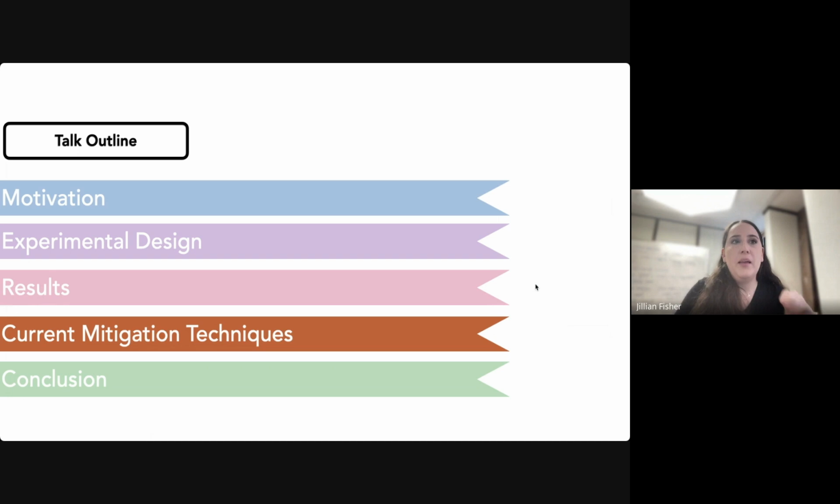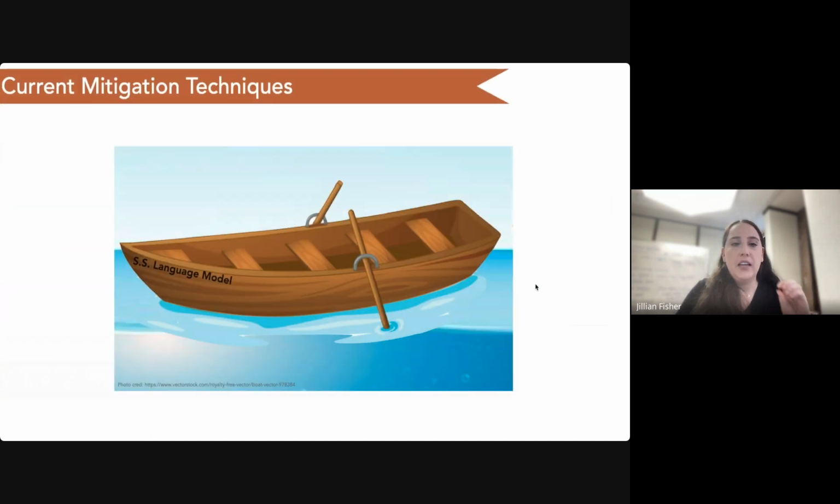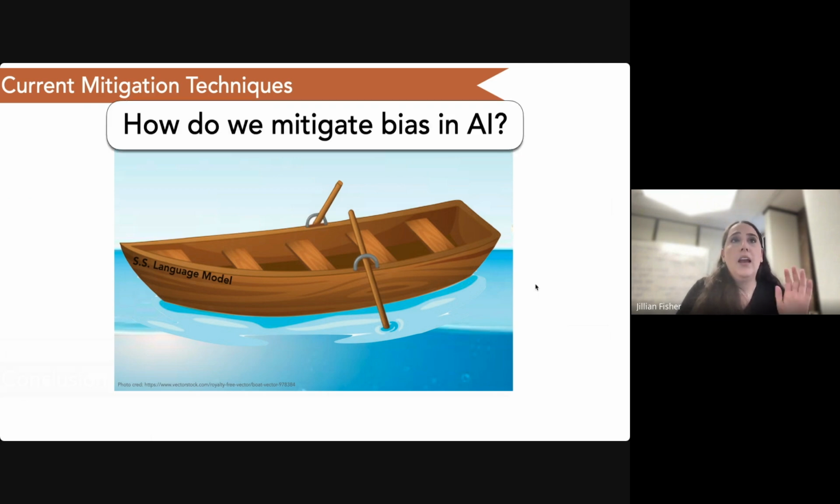So very quickly, I'm going to end on current mitigation techniques and my idea of AI right now. I'm going to use the analogy of a boat. Right now, we're looking at how we mitigate this bias in AI. So we have a lot of holes in our boat right now, and these are all the biases and concerns that people are having.